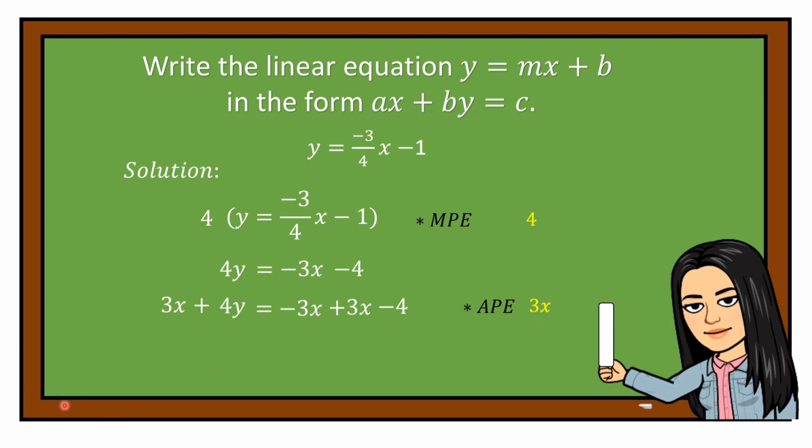And then, let us simplify. 3x plus 4y equals, negative 3x plus 3x will be cancelled out. So, the remaining term is equal to negative 4. Our standard form now is 3x plus 4y equals negative 4. So, A is equal to 3, B is equal to 4, and C is equal to negative 4.